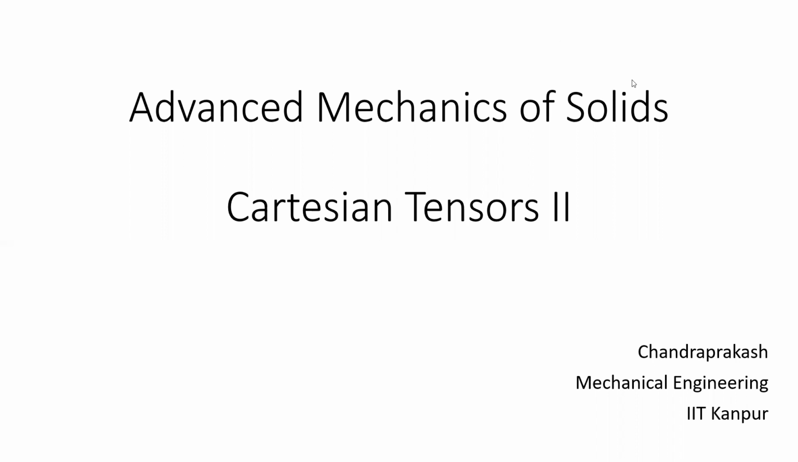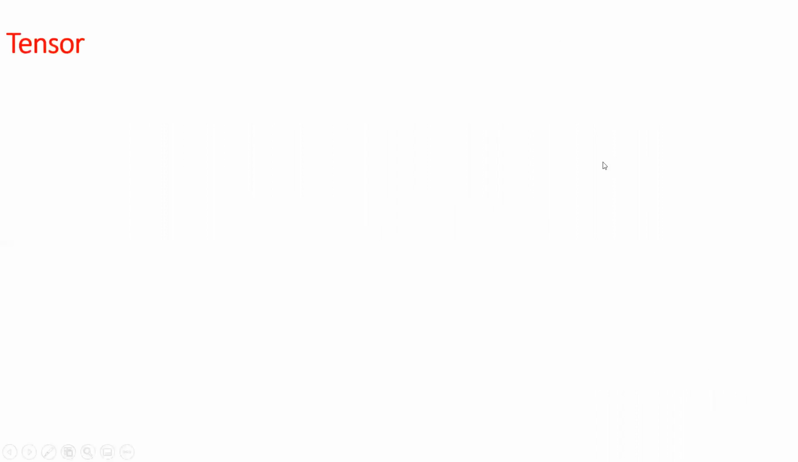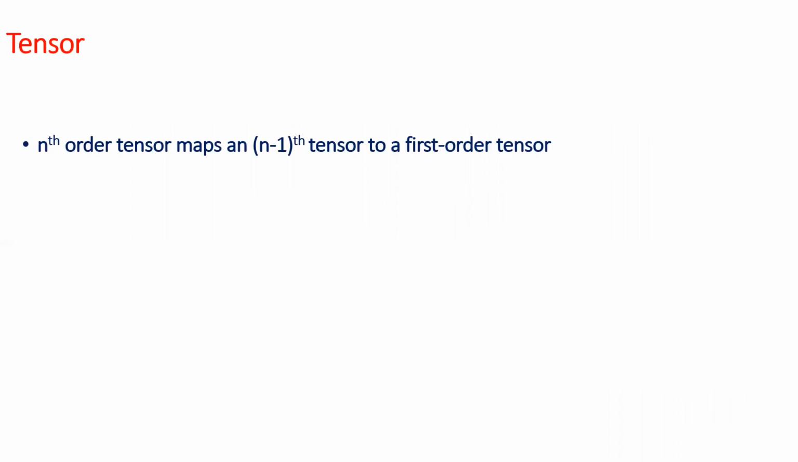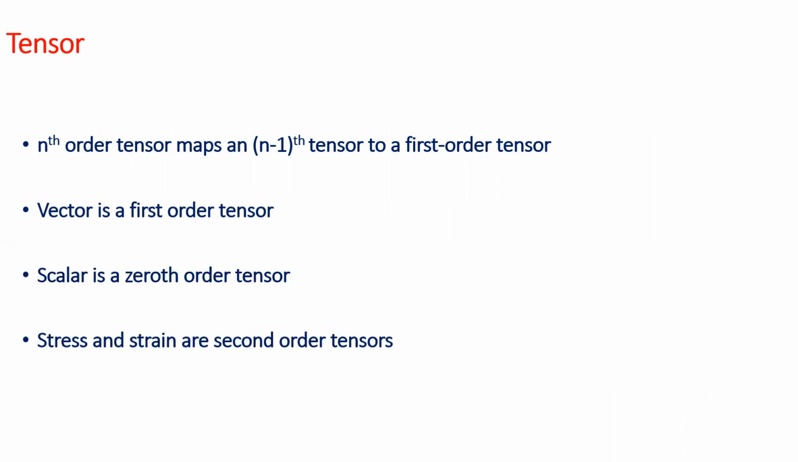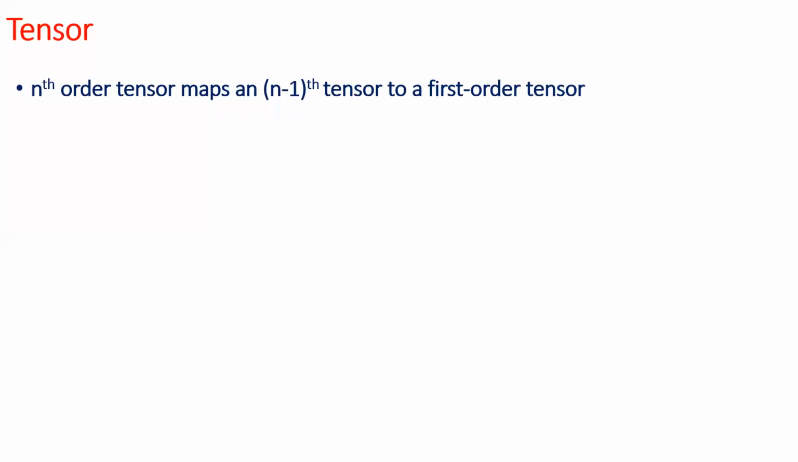All right. So this is what we saw last lecture: an nth order tensor maps an (n-1)th order tensor to a first order tensor. This is the generic definition. We also said a vector is a first order tensor and a scalar is a 0th order tensor. And what we know as stress and strain from mechanics of solids are essentially symmetric second order tensors, right? So now let us be specific to second order tensors.